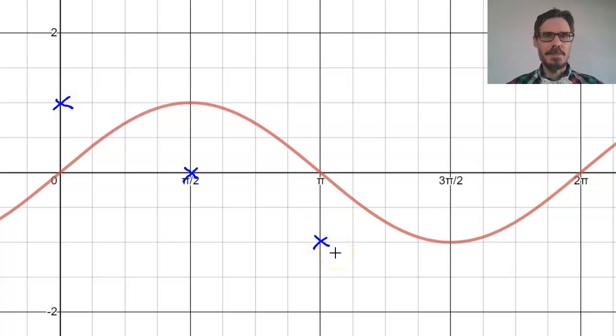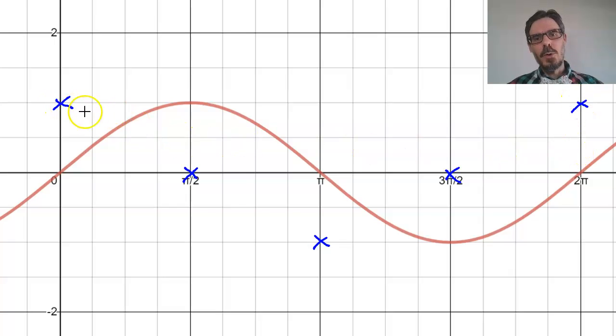What's going to happen next? At 3 pi on 2, the gradient here is flat. The slope is flat. That means the gradient is 0. Put a mark at 0. And what's happening over here? We're back to where we started. The gradient is 1 again.